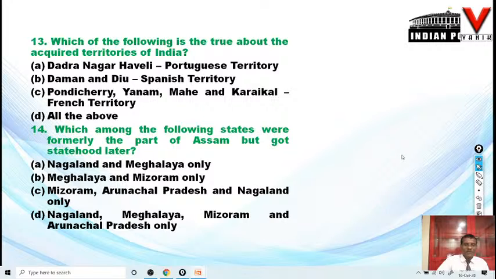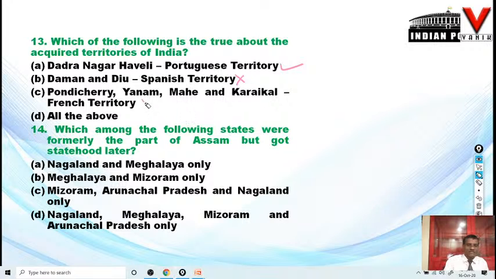Which of the following is true about the acquired territories of India? Dadra Nagar Haveli was a Portuguese territory. Yes, that is right. It was a Portuguese territory. Daman Diu was not a Spanish territory. Okay, it was not a Spanish territory.